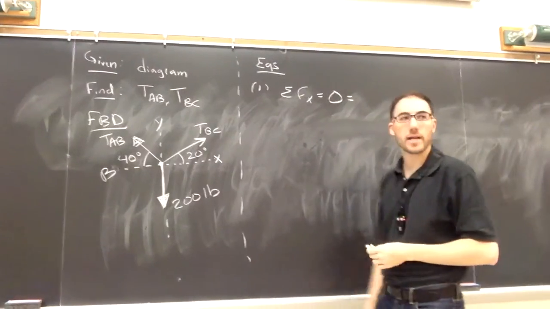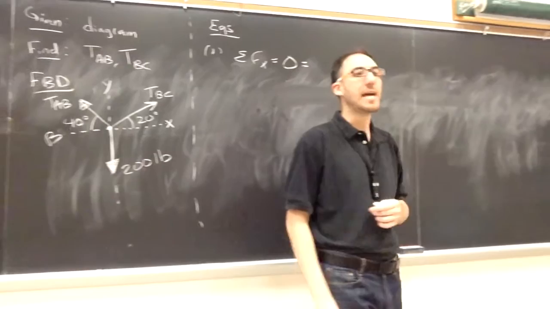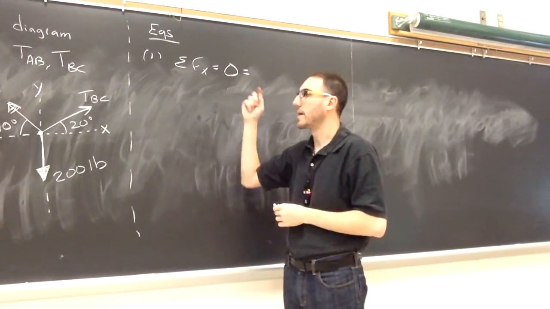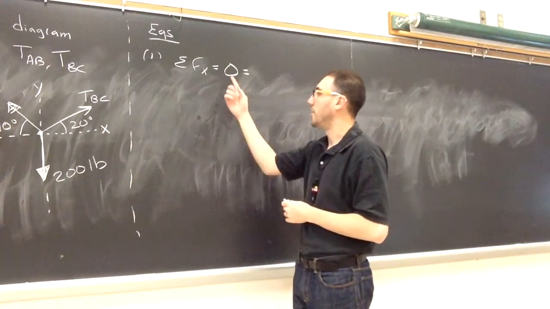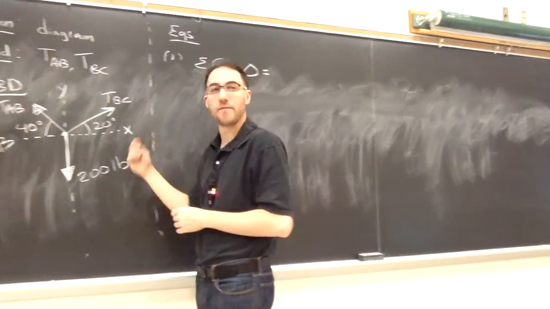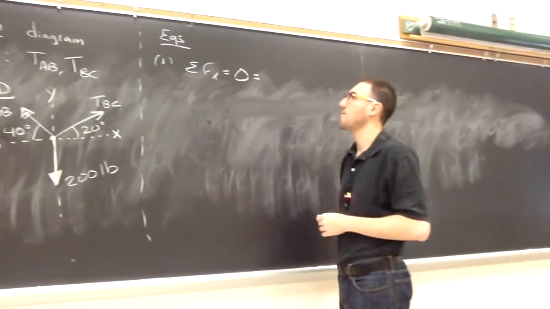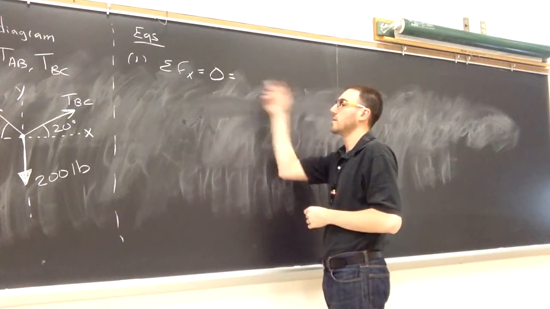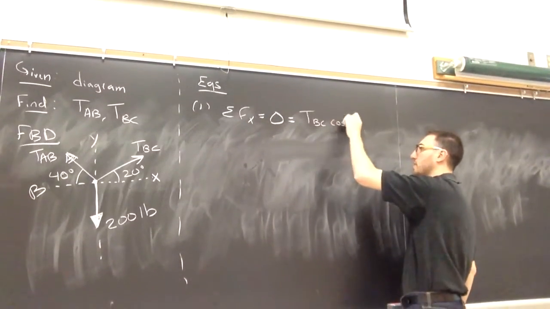We know that when we look at our diagram, if we sum all the x components of forces together, it has to be equal to 0 because our object has no acceleration in the x direction. So we know it's equal to 0, and now we write all of the x components of forces that we have. So looking at our free body diagram, how can I start writing my right-hand side here?